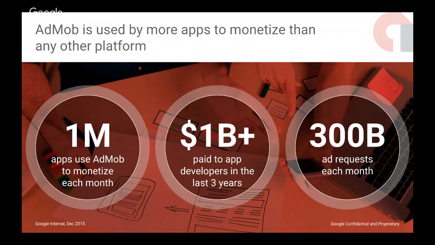AdMob is by far one of the most used platforms to monetize apps. 1 million apps are using AdMob today to monetize each month. And AdMob has paid over $1 billion to developers in the past 3 years. Every month, AdMob is serving 300 billion ad queries.